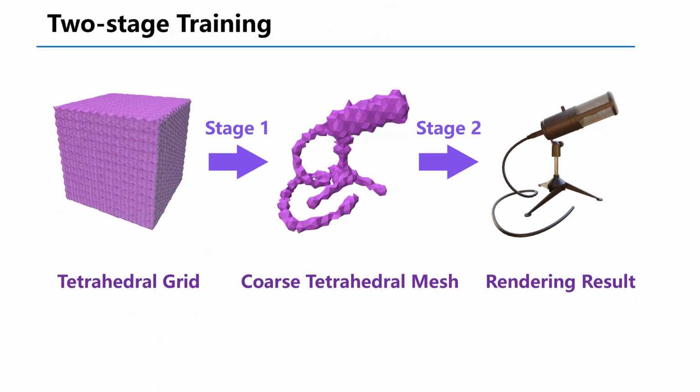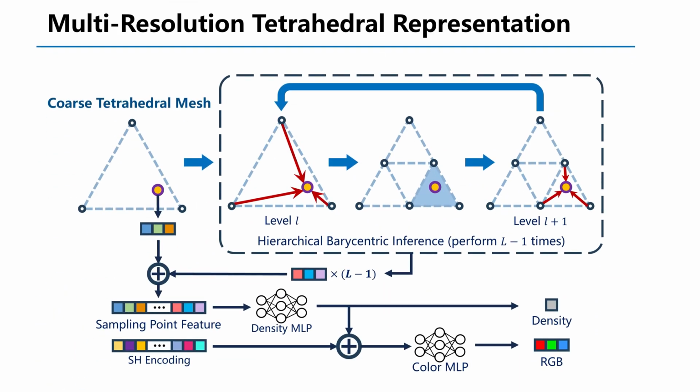We propose a two-stage training strategy to avoid ill-shaped tetrahedra and tetrahedralization for each object. Starting with an almost regular tetrahedral grid, our model initially retains key tetrahedra surrounding the object and subsequently refines object details using finer granularity mesh in the second stage. In order to fully harness the advantages of feature grid methods in rendering while effectively integrating with tetrahedral structures, we propose multi-resolution tetrahedral representation together with hierarchical barycentric inference.